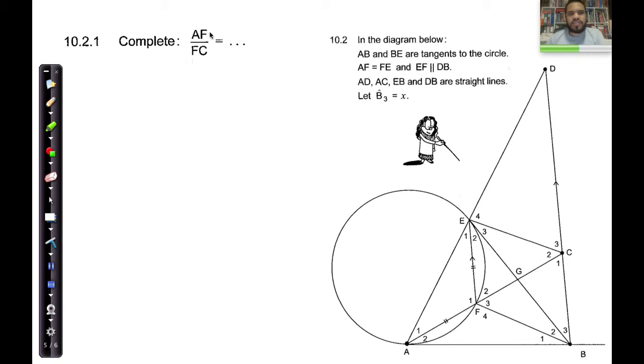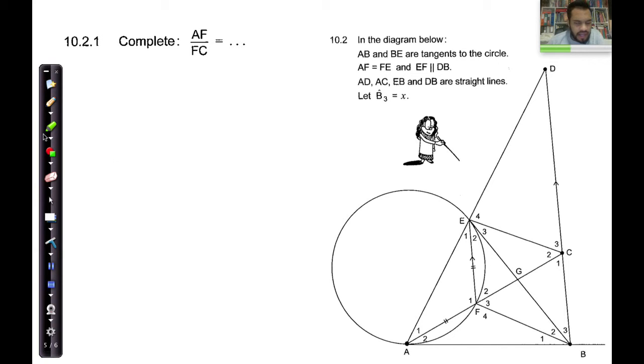In this particular question, we are asked to complete the statement that AF divided by FC is equal to dot dot dot. Now, what is that? Well, let's go and find out where AF and FC are. Do you see over there? Let me get a line. AF is this line. Okay, AF is over there.